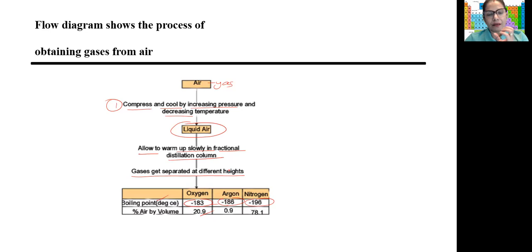And as they are at different heights, they turn into vapors. From there, they can be removed and they will condense. Through the condensers, they will be removed in the liquid form. Okay. So this is how the fractional distillation or the separation of gases in air takes place.